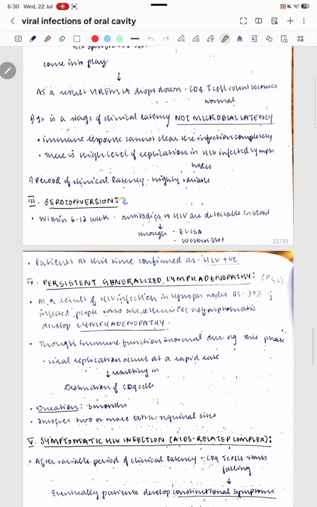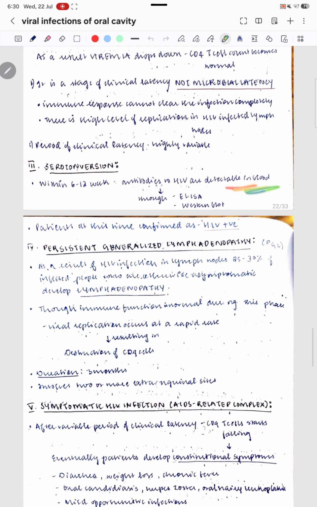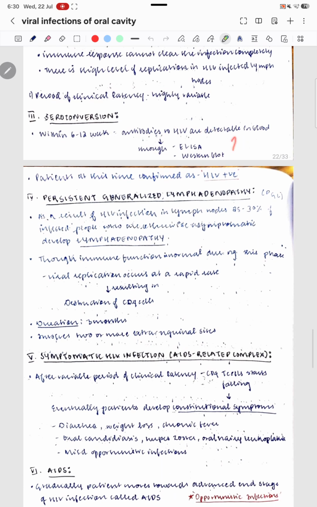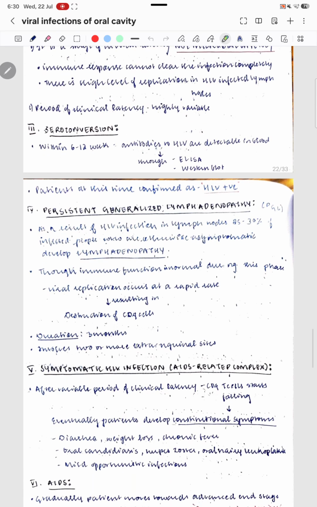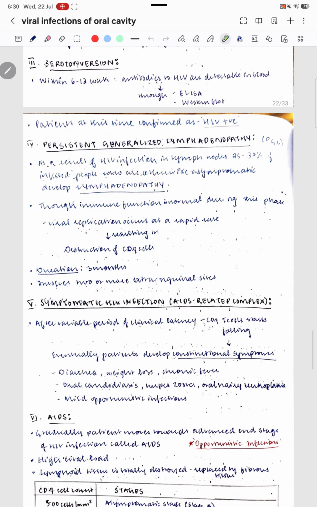Then after that comes the period of seroconversion, where within 6 to 12 weeks antibodies to HIV are detectable in blood through ELISA and Western blot. So Western blot and ELISA are two diagnostic tests which are done, where the serology tests show positive for HIV. This is usually after 6 to 12 weeks post infection. Patients at that time are confirmed as HIV positive, as I told you.